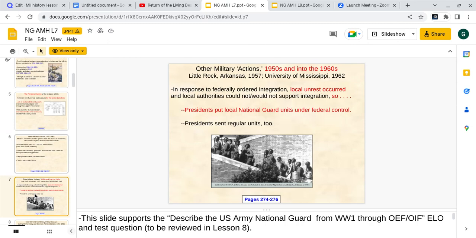This is because of the 1950s to 1960s. They had a lot of unrest. Some of the examples they talk about are in Little Rock, Arkansas, and at the University of Mississippi, where they had problems dealing with the very controversial ideas going on with desegregation and that sort of thing.